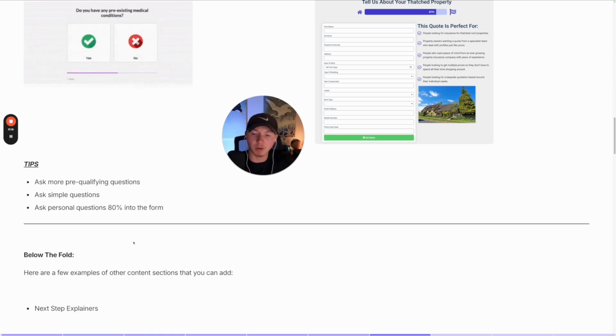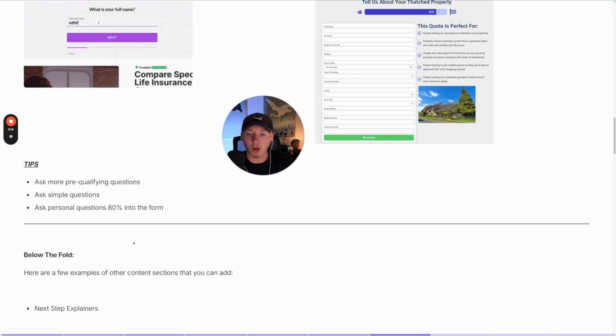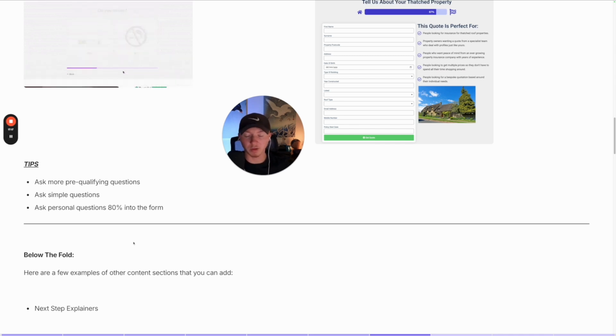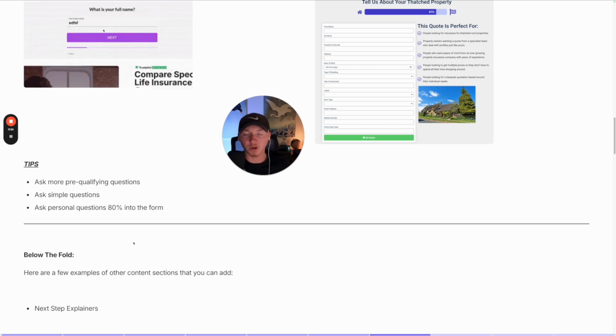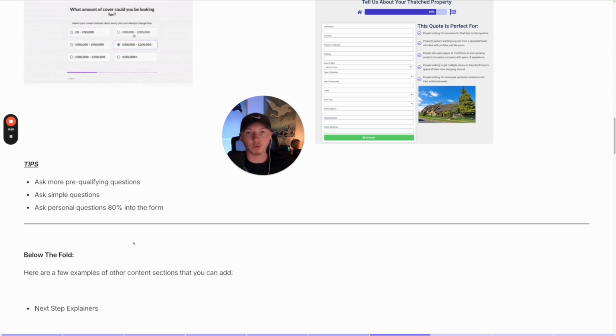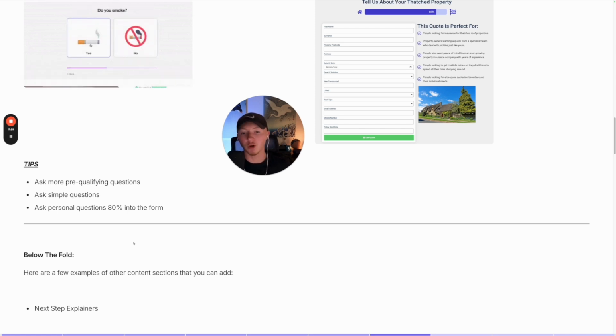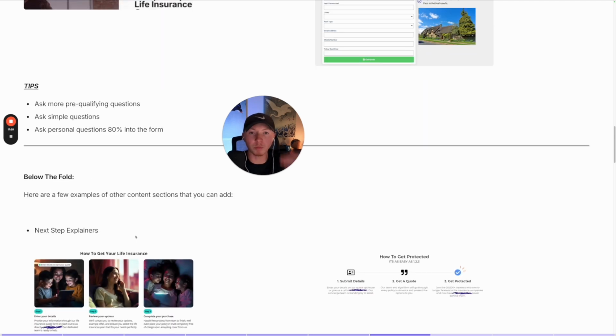And another tip I'd recommend is to also ask personal questions about 80% into the form. So the email question and telephone question, ask about 80% of the way in. If you're asking that as the first question, the second question, the conversion rate is going to massively drop. So that's above the fold section.